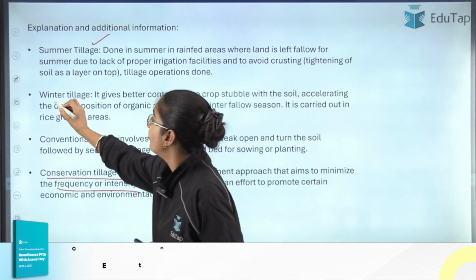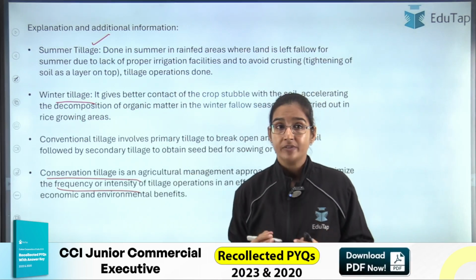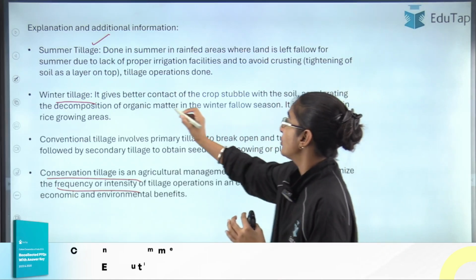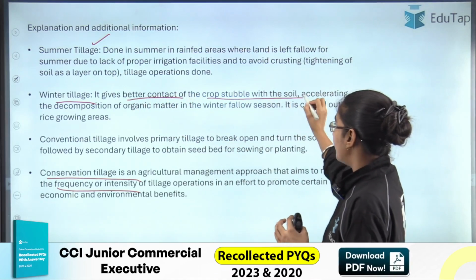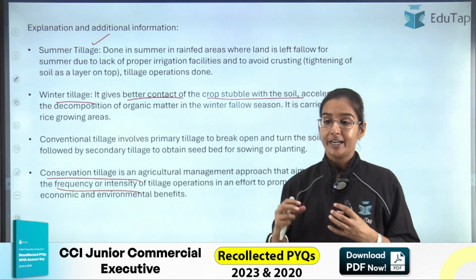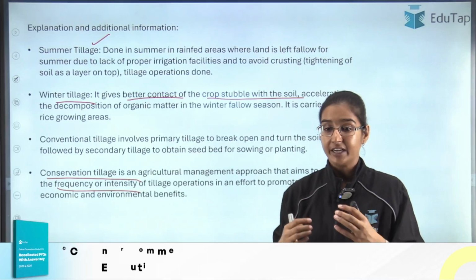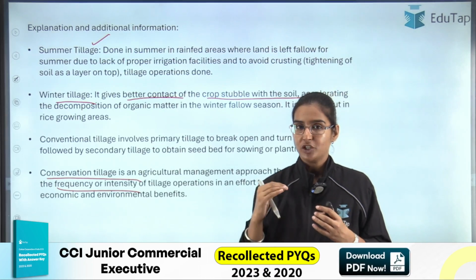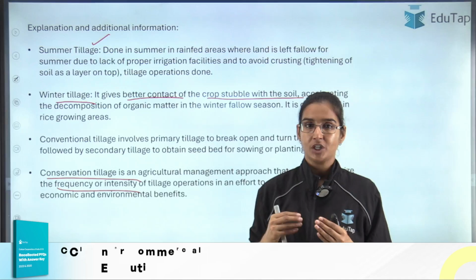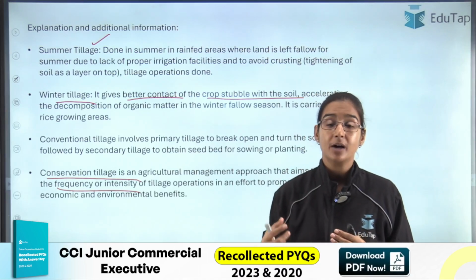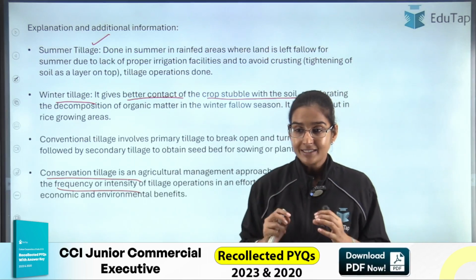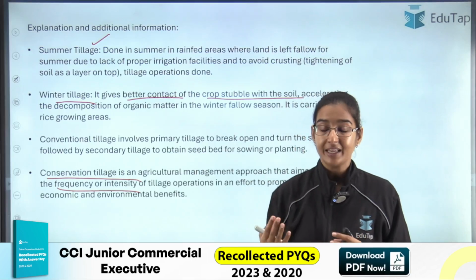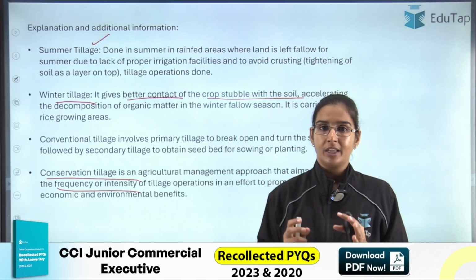And then comes the winter tillage. In winter tillage, we give better contact of the crop stubble with the soil, right? So as to make sure that whatever organic matter we have, it decomposes in a good enough manner. Because in winter the temperature is low, and in the low temperature the decomposition activity becomes slow. So in that scenario, to make sure that the organic matter decomposes well in the winter fallow season, we carry out the winter tillage.